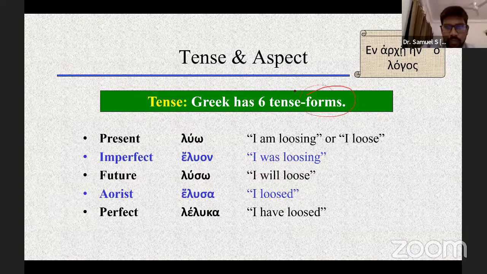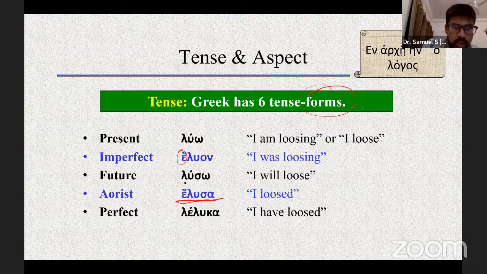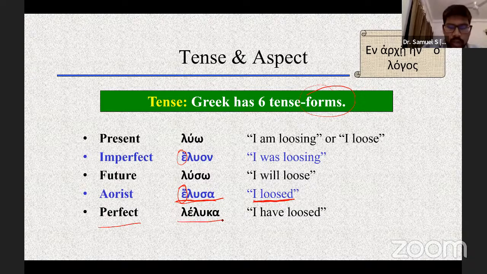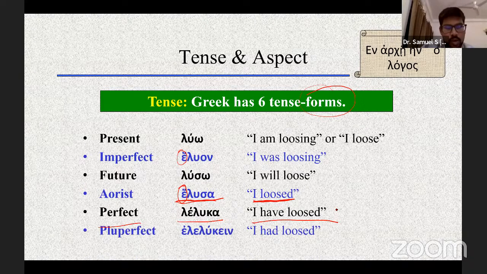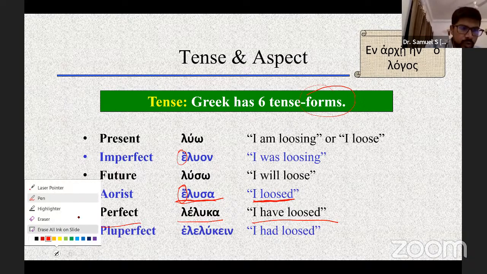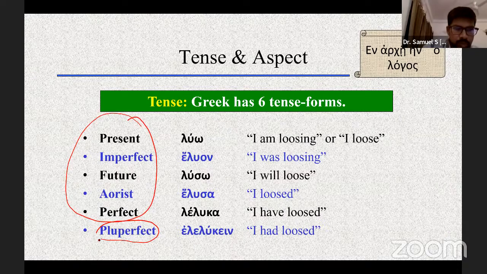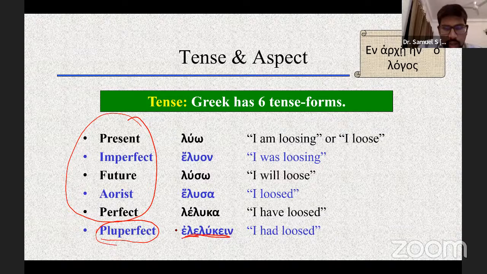Aorist tense form, elusa. So both imperfect and aorist have this little augment here, epsilon. Elusa is communicating I loosed. Perfect tense form, leluka, communicates I have loosed. And a very rare tense form, you don't see this much. The first 5 are much more common. This is a rare tense form, pluperfect. Elelukain, I had loosed. Right?